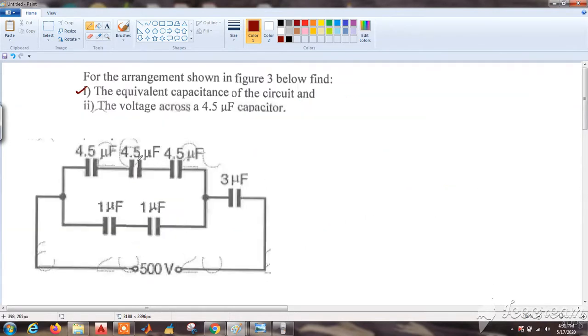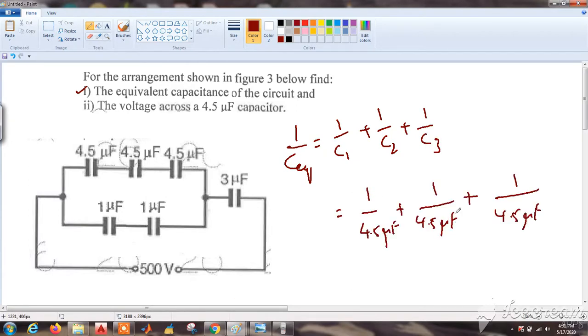First we can see that the three 4.5 microfarad capacitors are connected in series. So the series equivalent of these three: we know that 1 by Ceq equals 1 by C1 plus 1 by C2 plus 1 by C3. Instead of writing 1 by 4.5 microfarad three times, we can simply write 3 into 1 by 4.5 microfarad. So let's calculate.